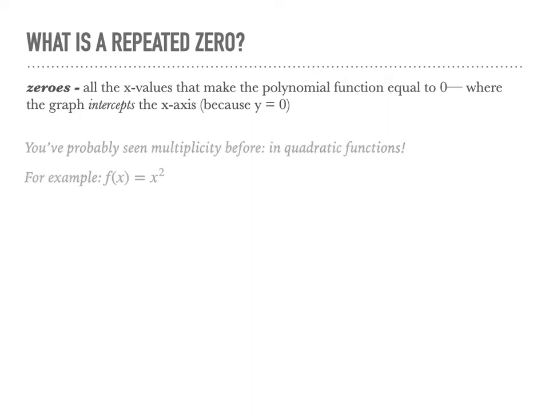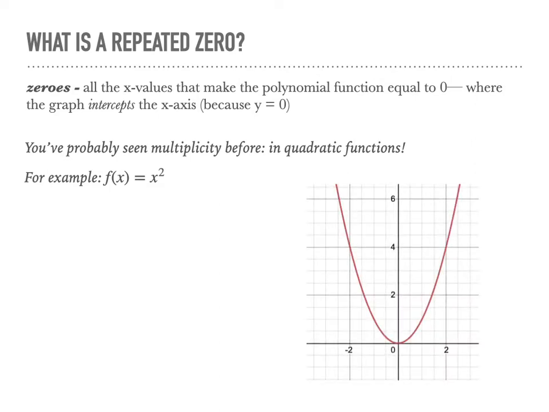And truth is, you've probably seen multiplicity before in quadratic functions. For instance, f of x equals x squared. The 0 in this case, which is literally 0, is repeated twice. So it has a multiplicity of 2, which we'll go more in depth on later. You can also take note that f of x equals x squared is a quadratic function. You can see how it bounces off the 0. And that's a key note about multiplicity, which we'll cover right now.